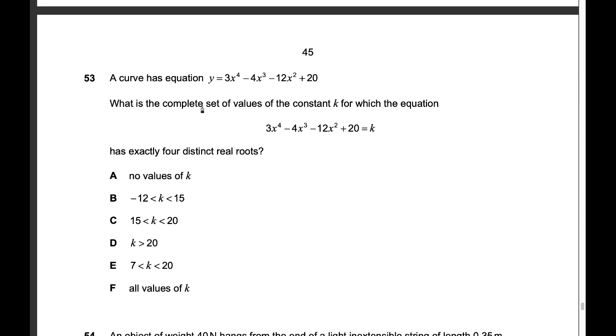Okay, so a curve has this equation. What is the complete set of values for k for which the equation has exactly 4 distinct roots? So this is exactly like the question earlier where I told you that quartic equations had this kind of W shape, right? We had this W shape. And so we're really comparing two equations, y equals this quartic and y equals k. The set of solutions will be where those two lines cross, okay, y equals k.